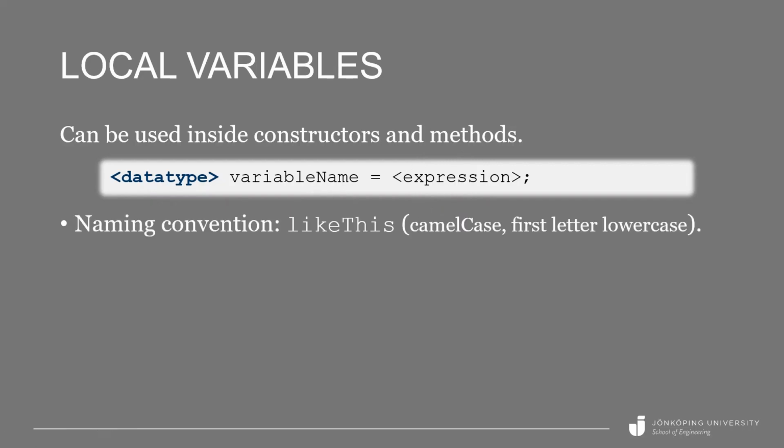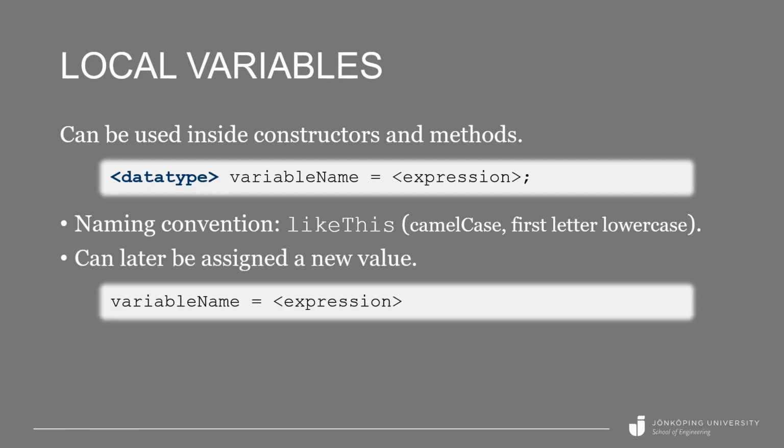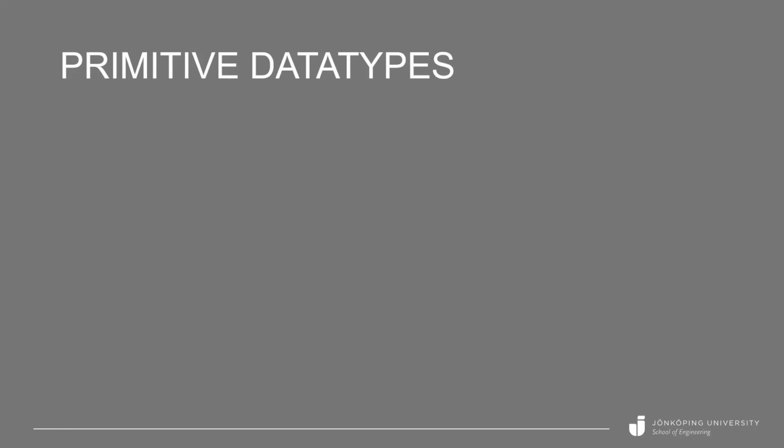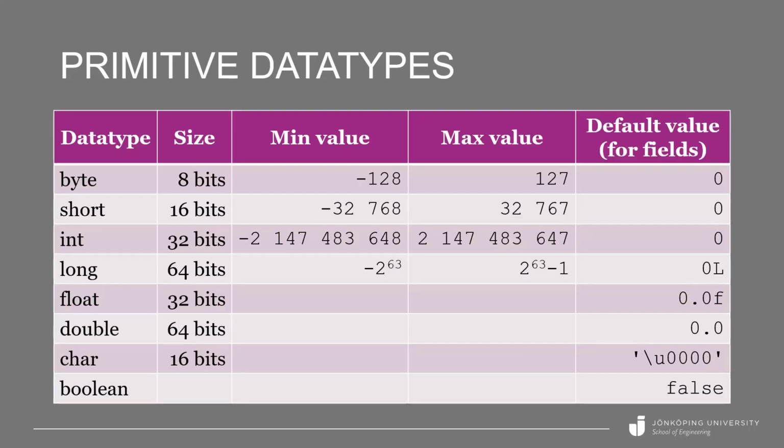The naming convention in Java for local variables is that we use camel case like this, where the first character is in lowercase. After you have created a variable, you can of course assign it a new value, and for that you use an expression like this one. So which are the different data types our local variables can have? Well, we have something called primitive data types, and here we have a table of all of them. Local variables can, among other things, be of these data types.